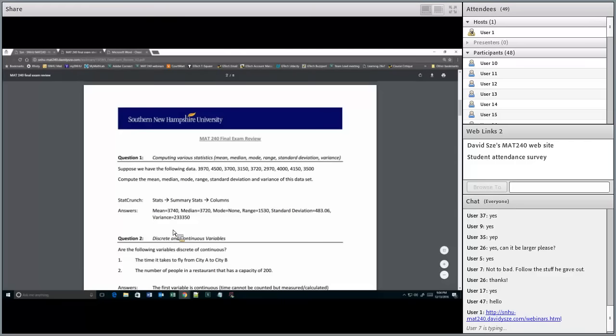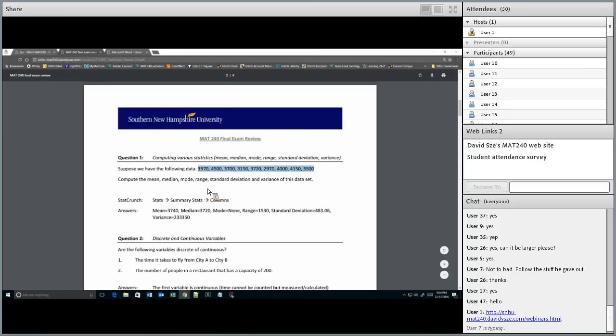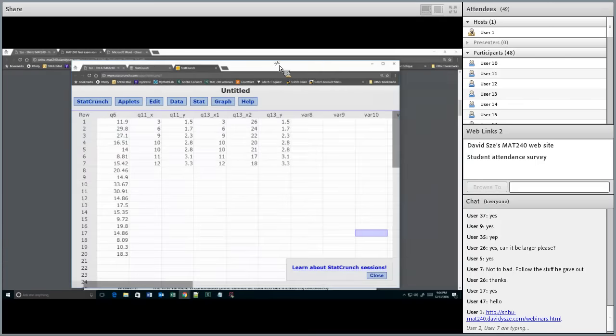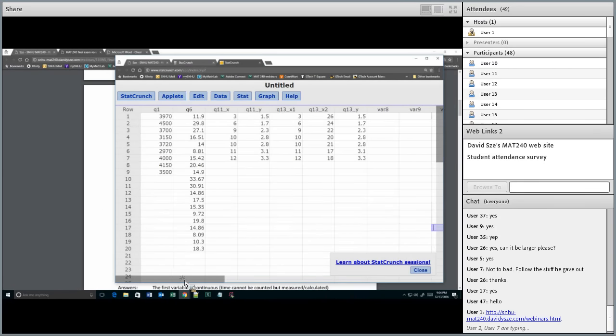So here's the first problem where we have to compute some stats. Suppose we have this data. This is the data set given to us, and we want to be able to compute the mean, median, mode, range, and the standard deviation, as well as the variance. What I've done is I have already entered this data in StatCrunch. So here's the data for Q1.